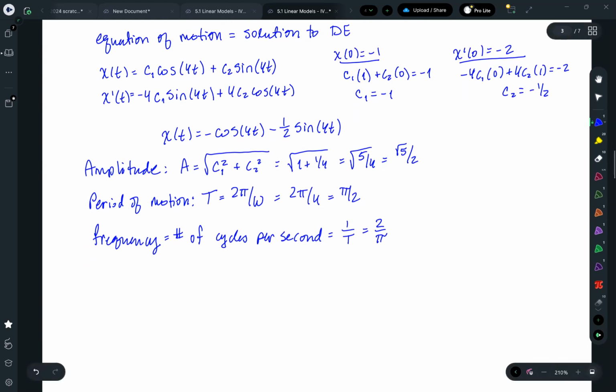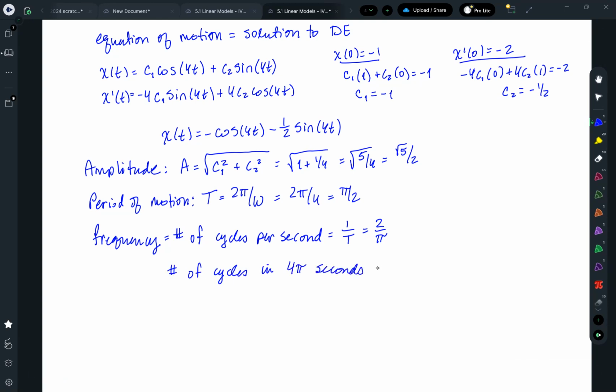So the number of cycles in how many seconds? 4 pi seconds is going to be 2 over pi times the 4 pi seconds. And so that's going to simplify to be 8 cycles.